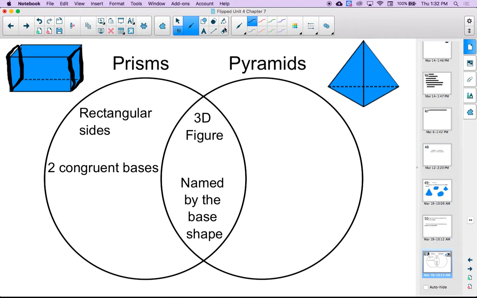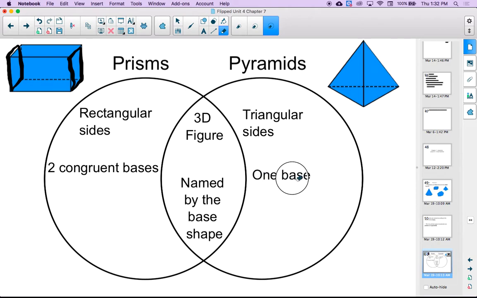Let's talk about pyramids. Pyramids have triangular sides. So that's one big difference between prisms and pyramids, that prisms have rectangular sides, pyramids have triangular sides. You can see my triangles going around the sides there. Pyramids only have one base. The base, like I said earlier, is always across from the point. And that is actually our last note here, is that pyramids come to a point.